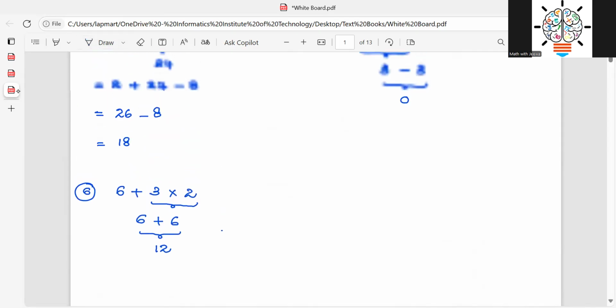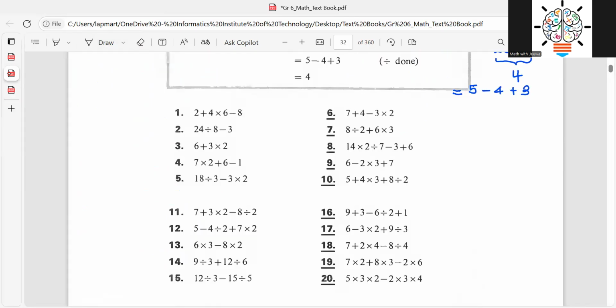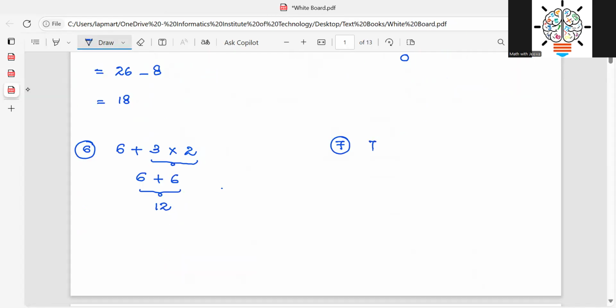And then we will move to example 7. 7 times 2 plus 6 minus 1. 7 times 2, what we have is 14. Then I write 14 plus 6 minus 1. So that is 20 minus 1. The answer is 19, right? So you always want to double check whether you did it correctly.